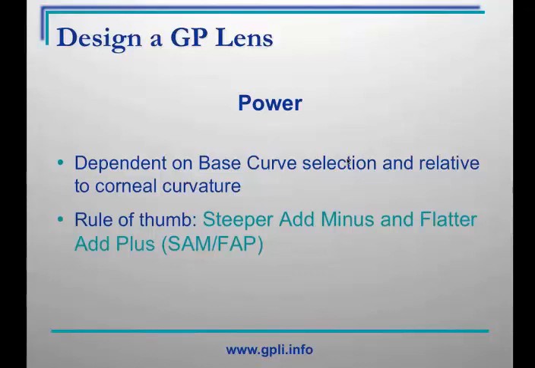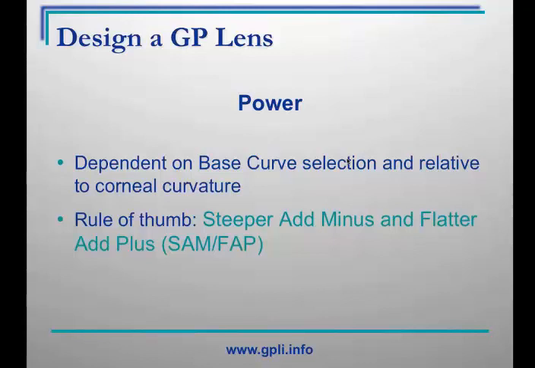So it must be vertexed if the spherical refractive value is at least 4 diopters, plus the correction for the tear layer power induced by the base curve. If you select a base curve radius flatter than the flat K reading, you add a corresponding amount of plus to the vertex spherical refractive value. And that's the FAP. Likewise, if you select a base curve radius steeper than the flat K reading, you add a corresponding amount of minus to the vertex spherical refractive value, and that's where SAM comes in.